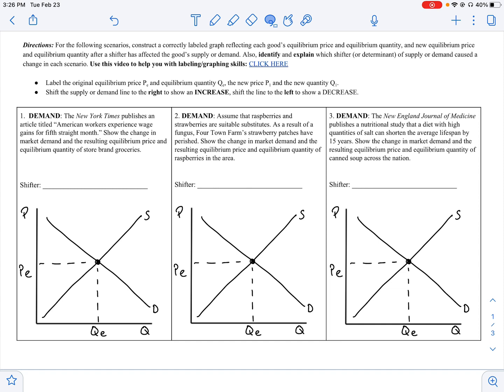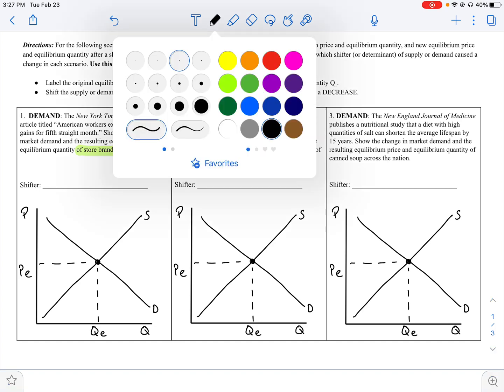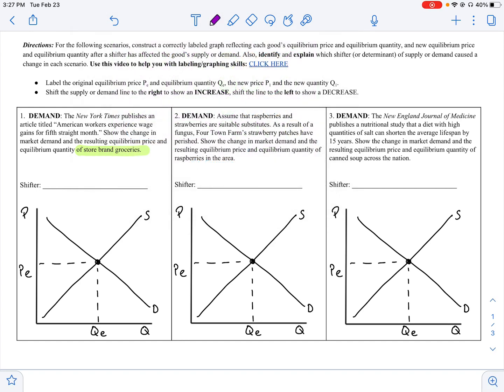So the first one here says the New York Times publishes an article titled American Workers Experience Wage Gains for the 5th Straight Month. So they're earning more money. Show the change in the market demand and resulting equilibrium price and quantity of store brand groceries. So store brand groceries are something called inferior goods. So when people are earning more money, we tend to demand fewer inferior goods, and therefore the demand for those goods would shift to the left.